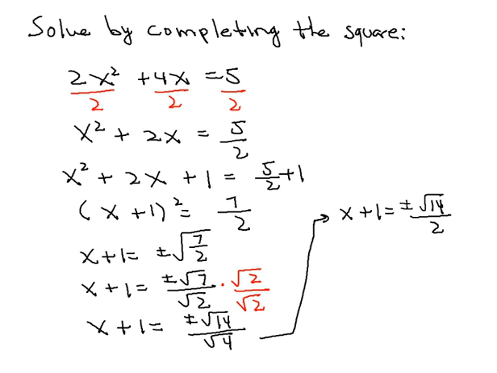divided by 2. And now if we isolate the x, we'll have x is equal to negative 1 plus or minus the square root of 14 divided by 2. And if we would like to combine those into a single fraction, it would become negative 2 plus or minus the square root of 14 all divided by 2.